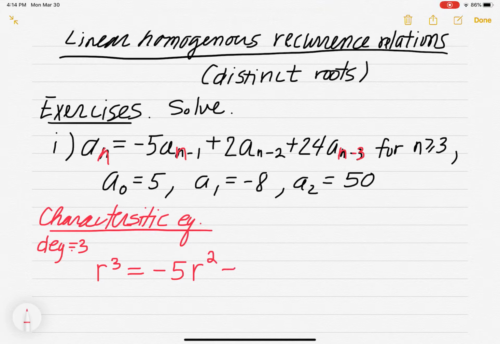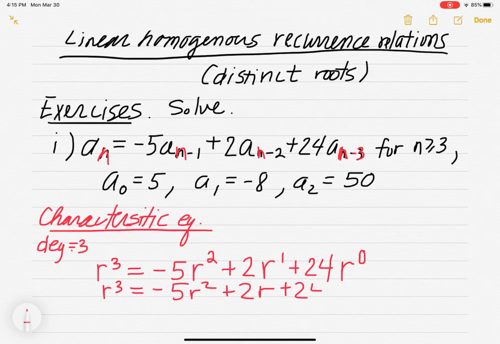And you just go down. Plus 2. In place of a_(n-2), I'm going to put an r, and imagine in place of that n I put a 3. 3 minus 2 is a 1 power, so you've got 2r to the 1 power. And then plus 24. In place of a_(n-3), I'm going to put an r, and if I plug a 3 in for the n, 3 minus 3 would be the 0 power. That's going to be an exponent rather than a subscript. So we really have r cubed equals 5r squared plus 2r plus 24 in actuality.